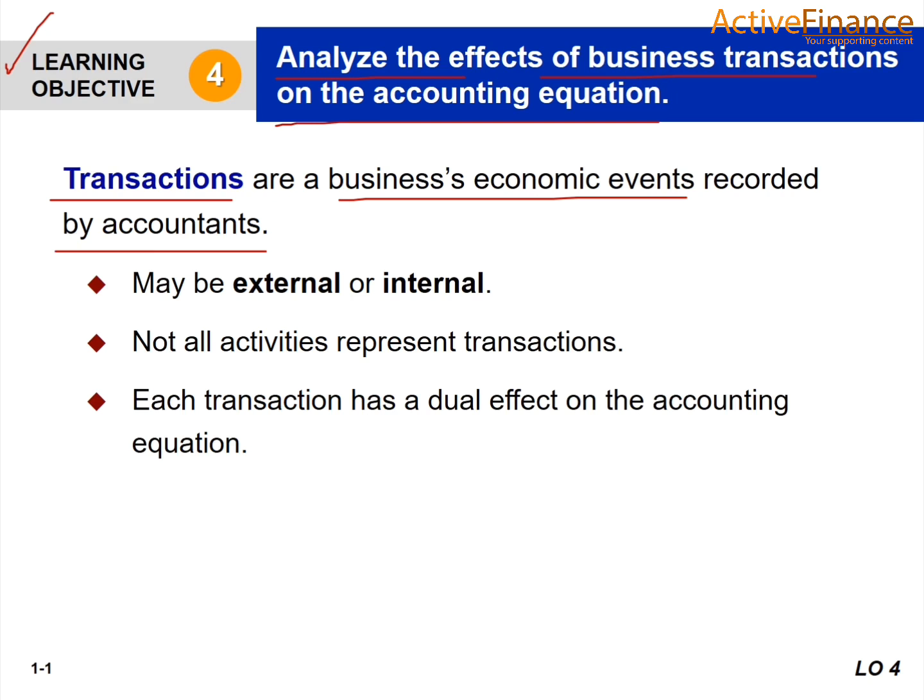There are two types of transactions: external and internal. External transactions involve economic events between the company and some outside enterprise. For instance, Campus Pizza's purchase of cooking equipment from a supplier and sales of pizza to customers are external transactions. Internal transactions are economic events that occur entirely within one company. For example, the use of cooking and cleaning equipment are internal transactions.